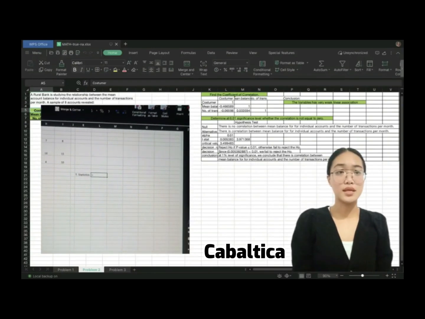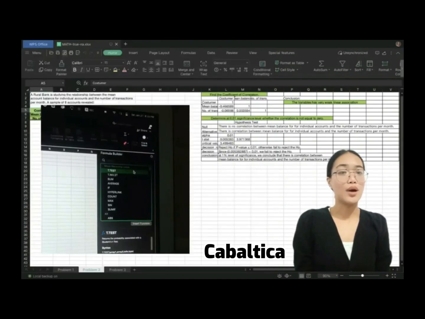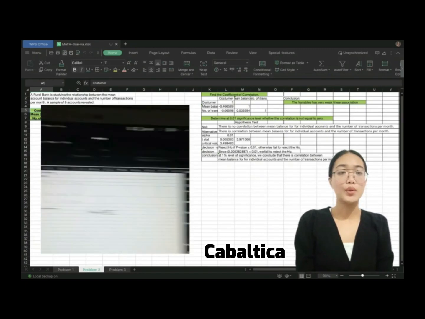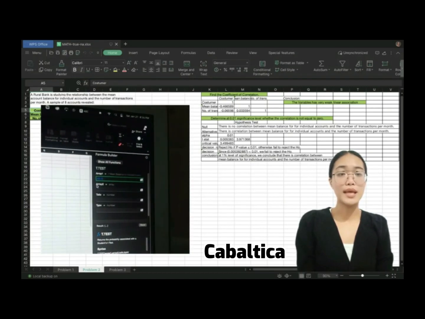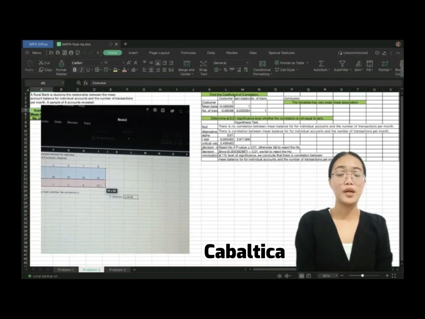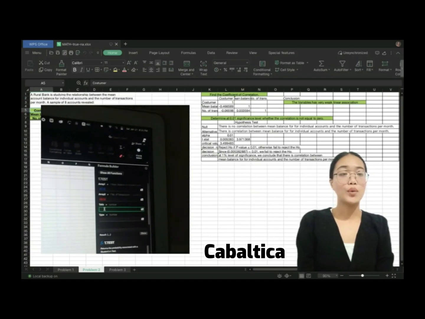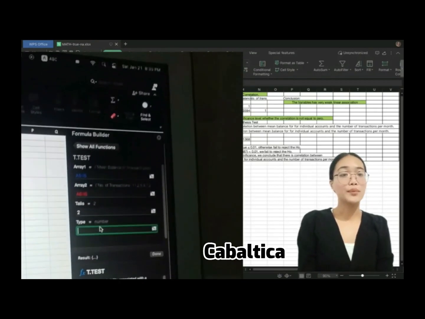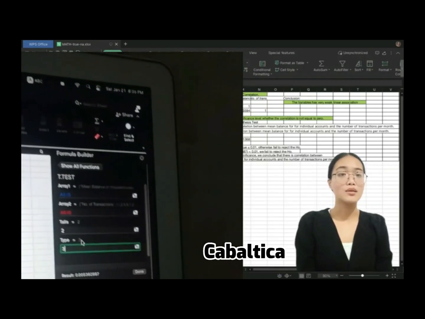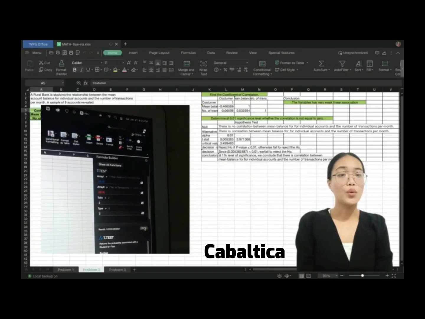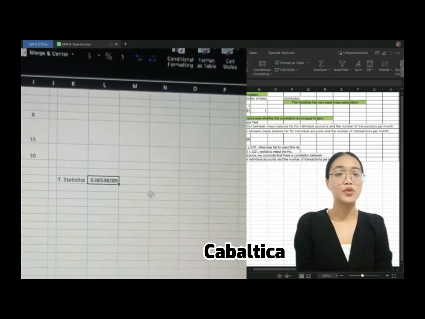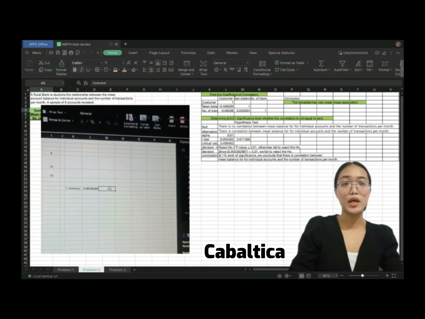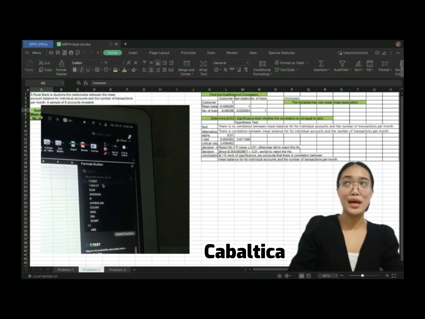To get the t statistic, we will use the syntax T.TEST. After that, we will insert function. For the first array, we will select the balance, and for the second array, we will select the number of transactions. For the tails, we will put number 2 since it is a two-tailed test, while for the type, put number 3 since it is unequal. So for the probability value, we have 0.00538289.